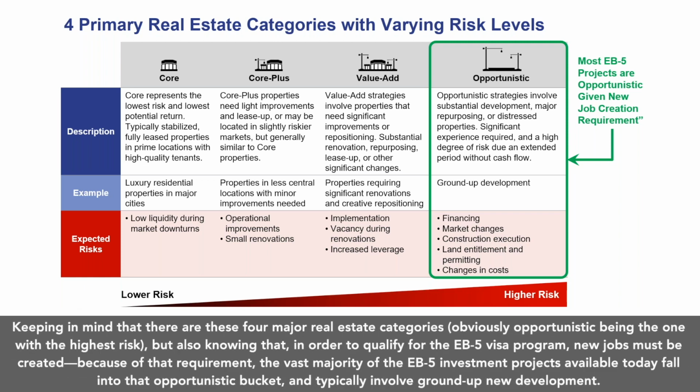Got it. And so keeping in mind that there are these four major real estate categories, obviously opportunistic being the one with the highest risk, but also knowing that in order to qualify for the EB-5 visa program, new jobs must be created. And because of that requirement, the vast majority of the EB-5 investment projects available today fall into that opportunistic bucket and typically involve ground up, new development.